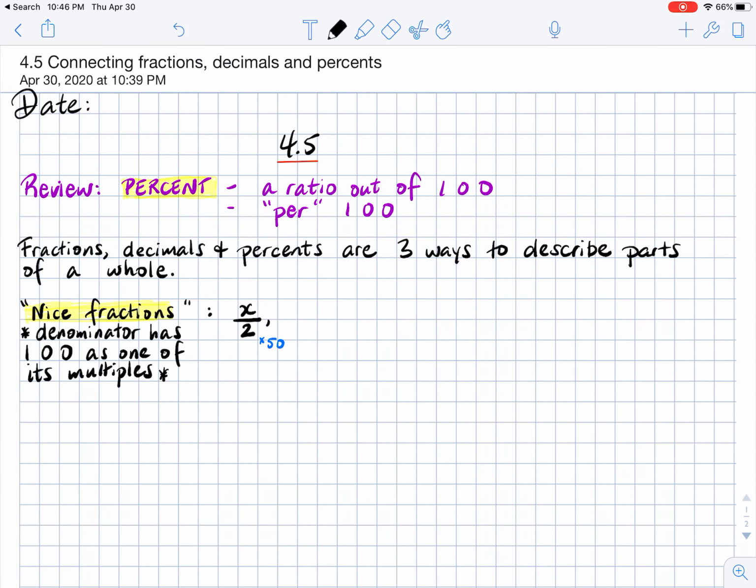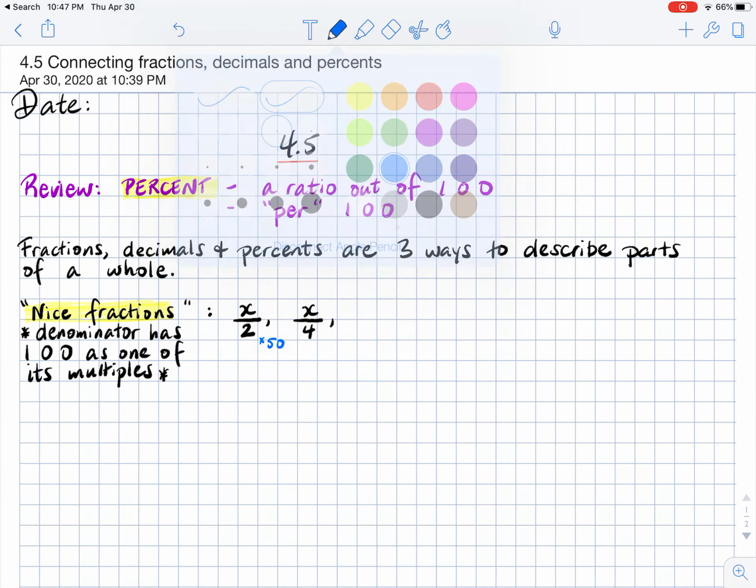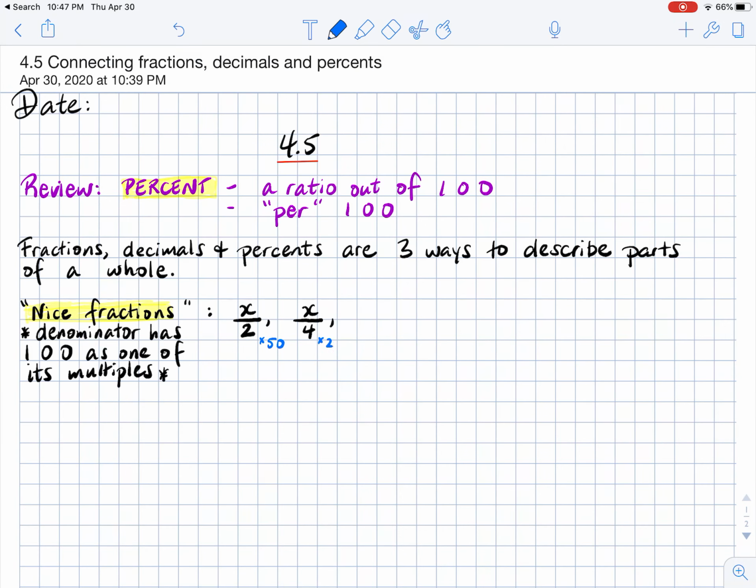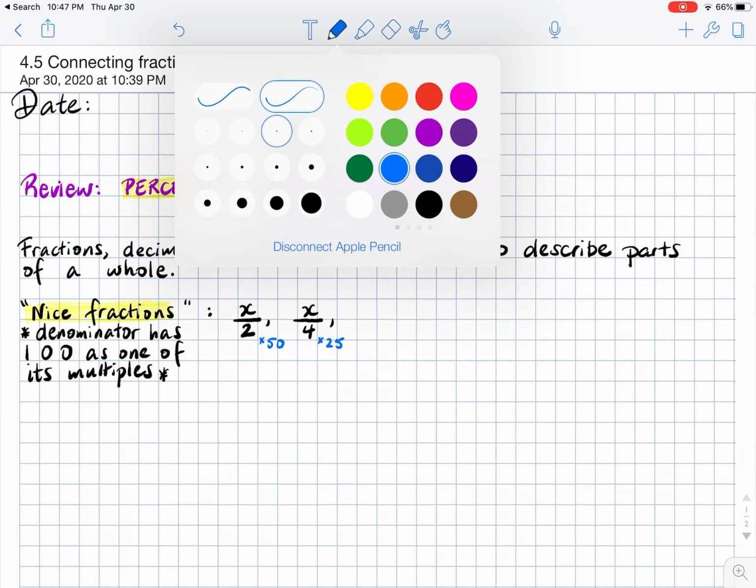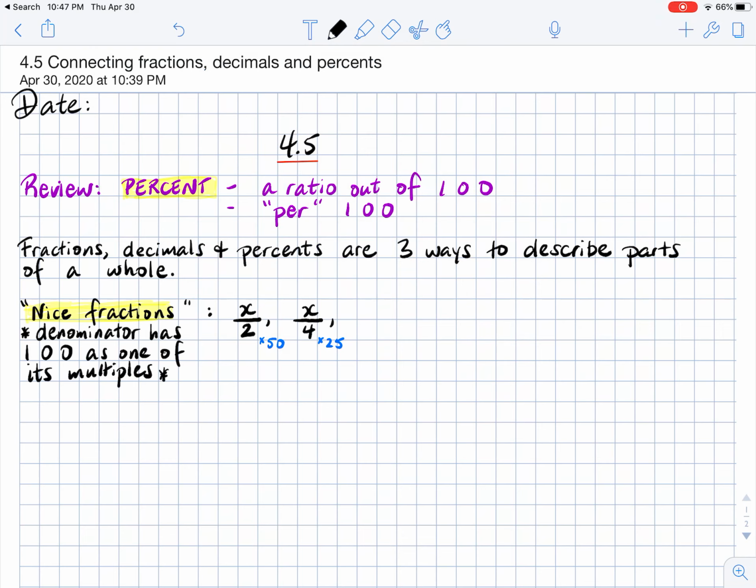Okay, now as I'm moving along these nice fractions, and if you want to think to yourself how many times do you need to multiply the denominator to get to 100, then I encourage you to pause it, jot it down, and check your answer. The next one is x over 4, so quarters, right? So you think to yourself, how many times do you have to multiply 4 to get to 100? If I think about quarters, I know 4 times 25 will get me to a fraction over 100. And then I'm moving on.